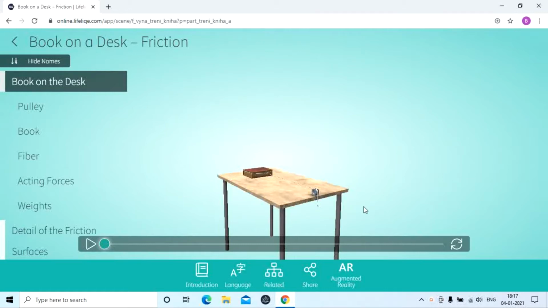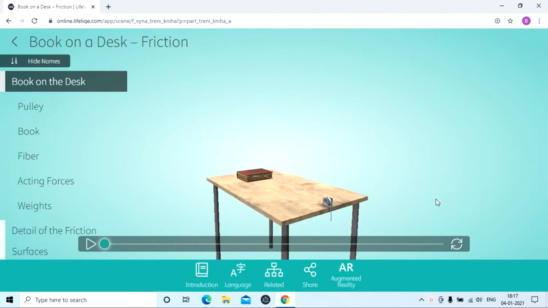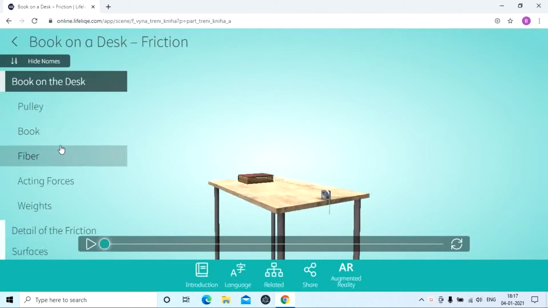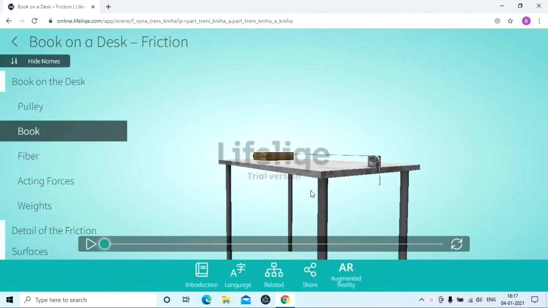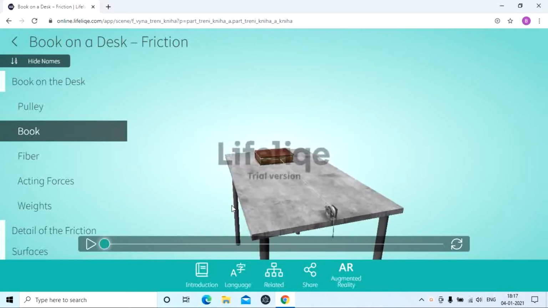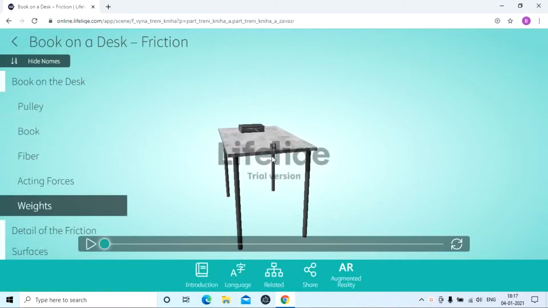So now I will discuss the friction. To explain friction, I kept a book on the table, and on the other side I kept the weight. When I increase the weight, we will observe that the book will move in this direction.